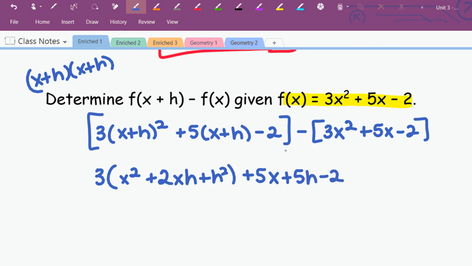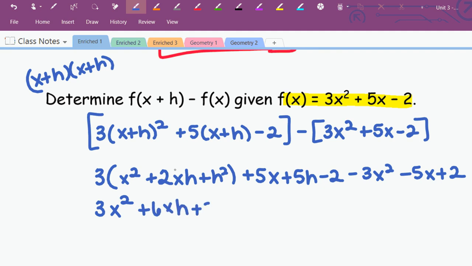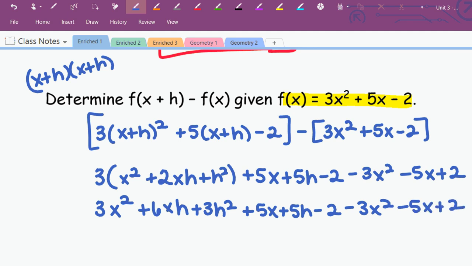minus 2, then minus 3x squared. Now I'm distributing out minus 5x and plus 2. I've got one more thing to do, and that's distribute out a 3 in the beginning. And this might look like a mess, but it's going to clean up kind of nice for us. This is plus 6xh plus 3h squared plus 5x plus 5h minus 2 minus 3x squared minus 5x and then plus 2.